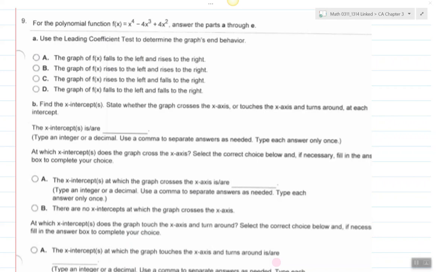This is a continuation of lesson 3.2 on polynomial functions. I'm trying to make smaller videos with less content in each one.